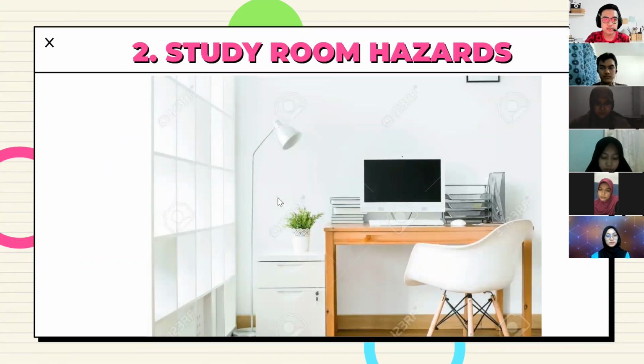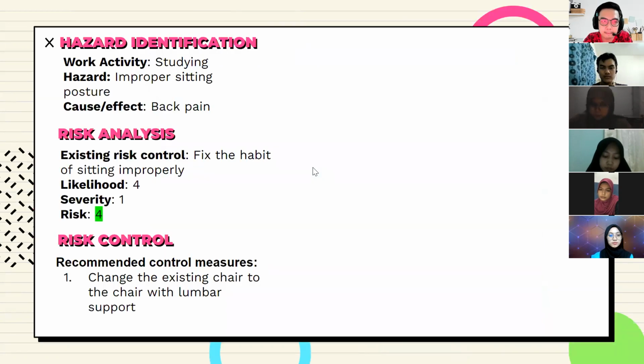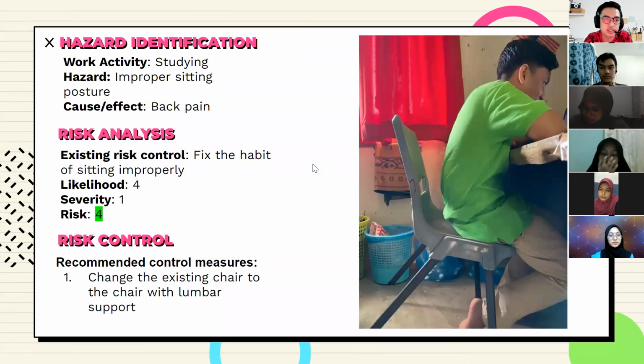All right, so right now I'm going to present about the study room, which covers the hazards that are available in the study room. Next slide, please. Thank you. All right, so first of all, this picture shows a person who is studying, which marks the hazard identification and also the work activity of studying. The hazard that we identify for this person is improper sitting posture, which will cause back pain.